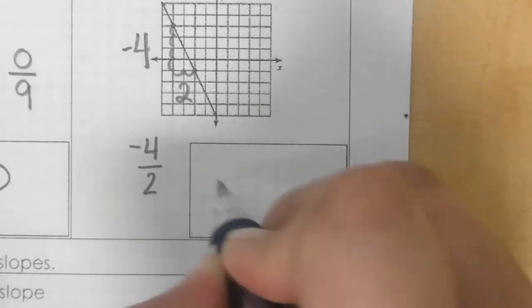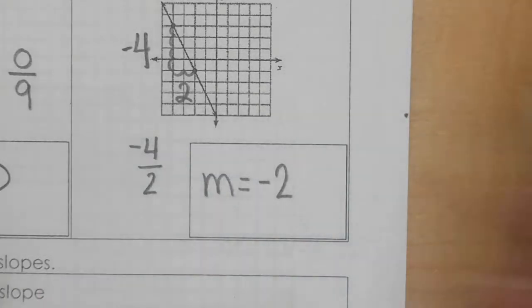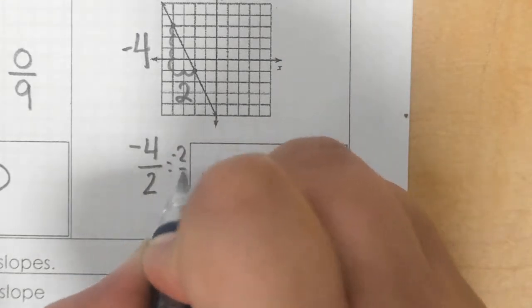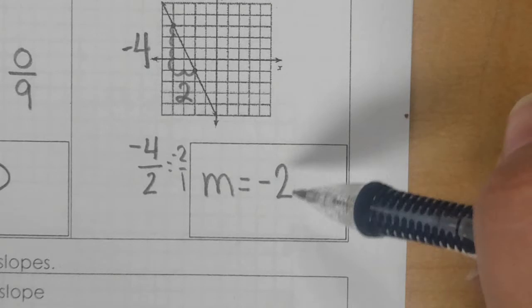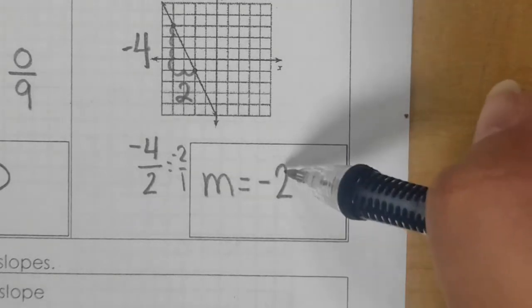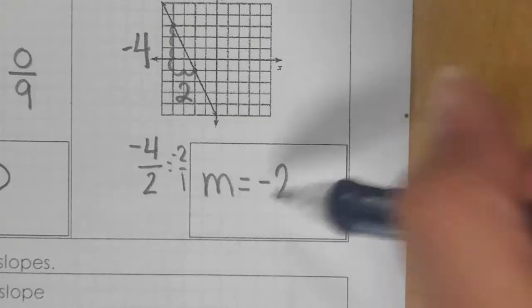Well, that can reduce to be simply negative 2. And yes, you could get negative 2 over 1, but that still divides to be negative 2. And when you have it in an equation, you just have this. When you take it out of the equation, then you put it over 1 to graph it. So we're just going to leave it negative 2.